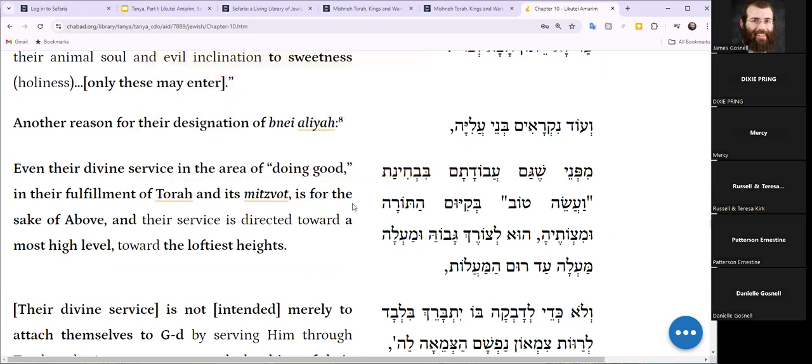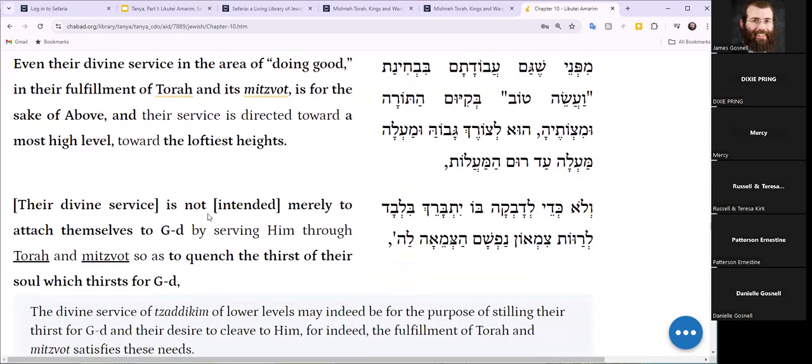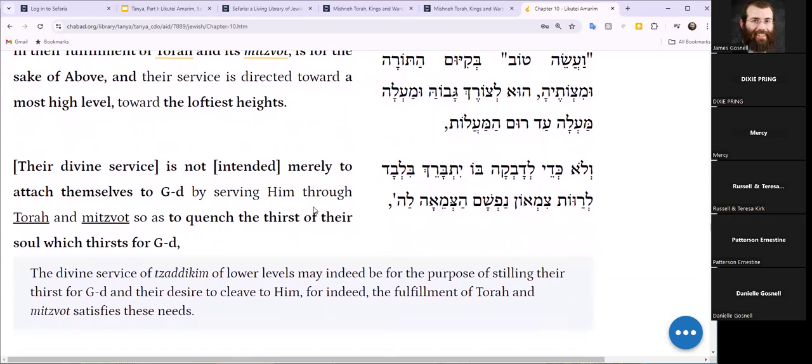Even their divine service in the area of doing good and their fulfillment of Torah and its mitzvot is for the sake of above. And their service is directed toward a most high level, toward the loftiest heights. Their divine service is not intended merely to attach themselves to God, but serving him through Torah and mitzvot, so as to quench the thirst of their soul, which thirsts for God.